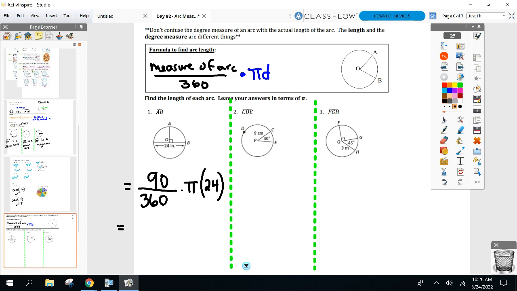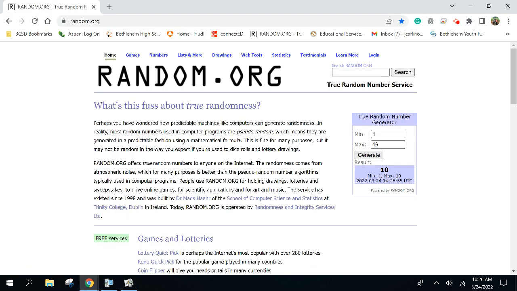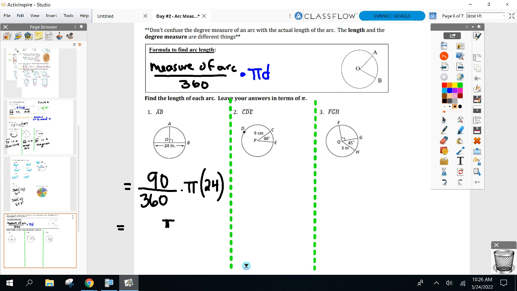Take a look if you're confused. Leave your answer in terms of pi. Whoop! That pi slips into my answer, and now I'm just doing 90 over 360 times 24 in my calculator. That's it. Don't put the pi there. It's in my answer already. What am I looking at here? 6 pi. And everyone, don't forget about your units here, inches. If you want to actually see how long the arc is, do 6 times pi, and that's how many inches that arc is.